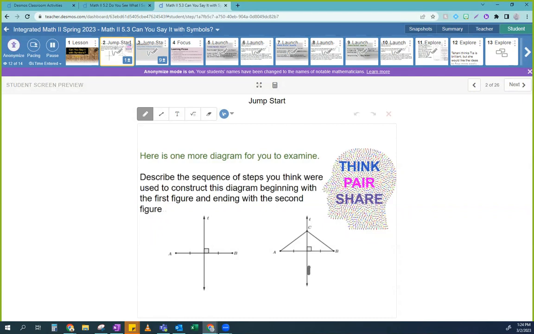Why, Miss Johnson? Do you see the perpendicular? Everyone says yes. Do you see that it bisects it? Yes. So this line L is called a perpendicular bisector of AB. It's a perpendicular bisector of AB.